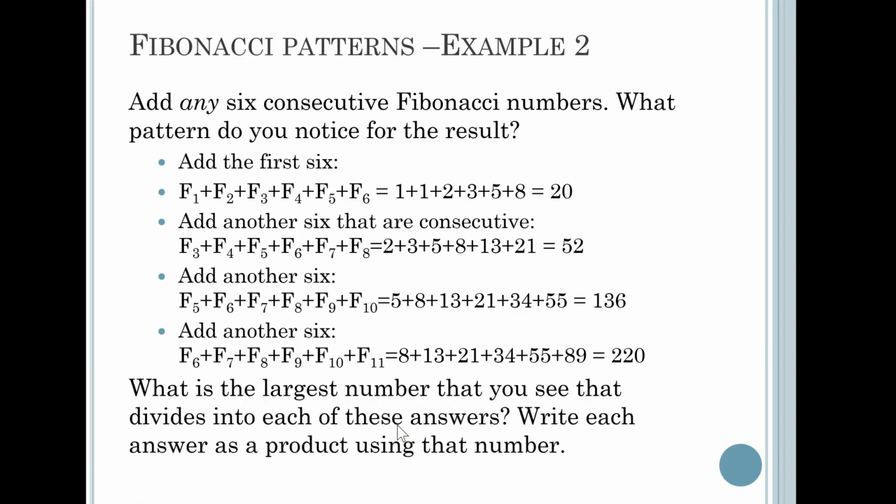So in terms of this pattern, I want you to look at these answers, 20, 52, 136, and see what the largest number is that you can divide into these numbers. So what goes into 20? What's the largest couple of numbers that go into 20? And then what are the largest numbers that go into 52? And is one of them the same as the one that went into 20? And then see if you can divide 136 by that number as well, and 220 by that same number that went into 20.